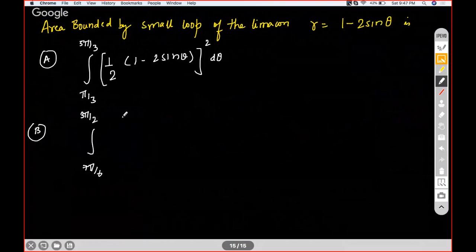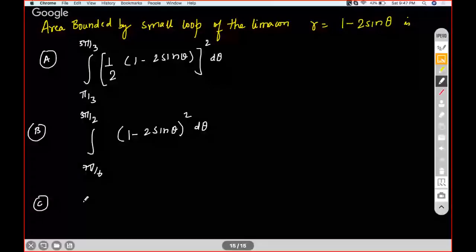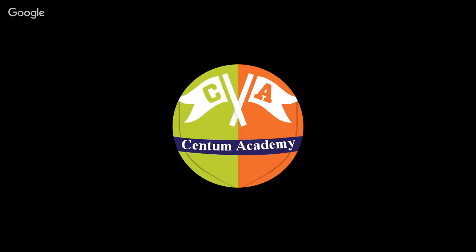Option C would be pi by 6. So we can use a calculator. No, you don't have to evaluate it. You just have to figure out which expression will end up giving you the required area.